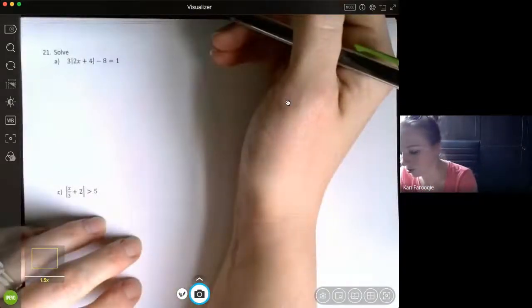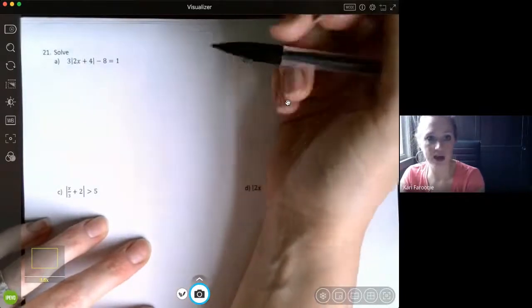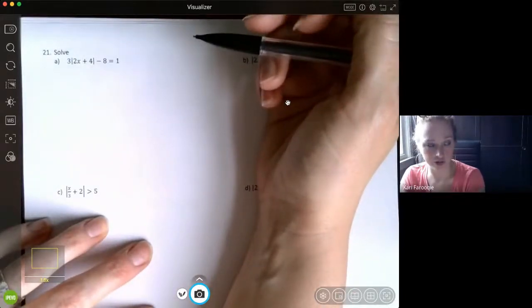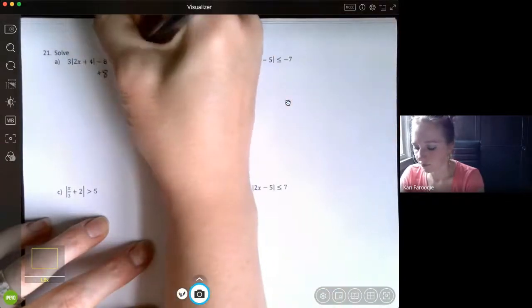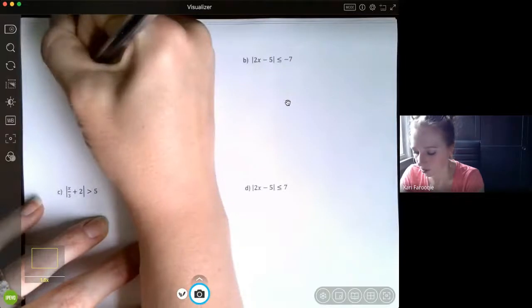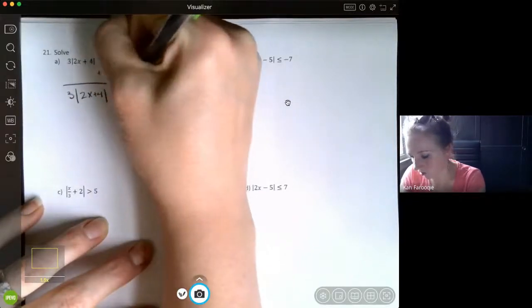All right, so we have an absolute value equation. Remember, what you want to do is isolate the absolute value expression. Okay, so you'll have 3 times the absolute value of 2x plus 4 equals 9.